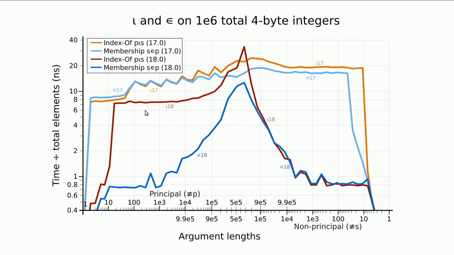This is a graph of the times of membership in IOTA. And here's version 17, which is pretty good, really. This is not necessarily a state-of-the-art hash table, but this is what you'd get if you implemented Knuth competently. It does 10 to 20 nanoseconds per lookup. But in version 18, the lookups are just really crazy fast. Membership goes at under a nanosecond, even with almost 2,000 elements in the principal argument.